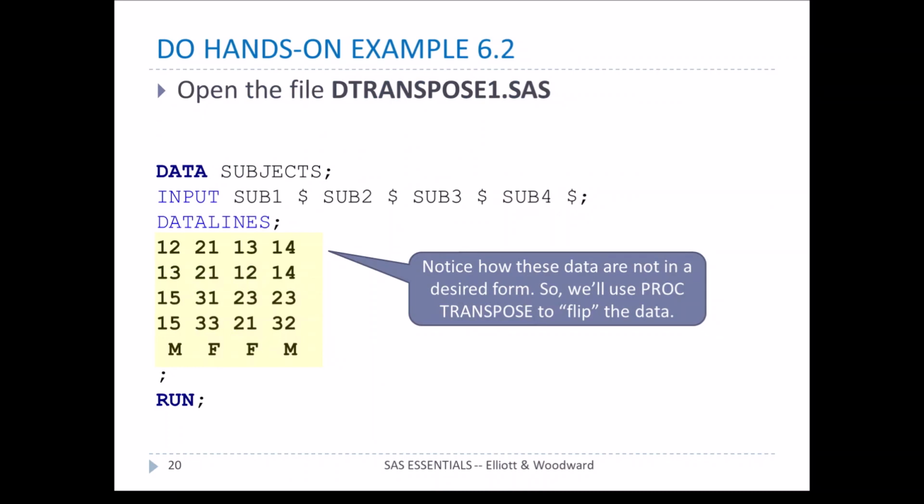So let's look at a specific example. Open the file called dtranspose1.sas, and notice that we're reading in data where, instead of columns of variables, the columns are now subjects. So that's a little bit unusual, but sometimes you get data like this. A lot of times when people are collecting data, this is how they collect it, and so they enter it into Excel or something, and you import it in, and now you have this data set that's flipped on its side. So what do we do?